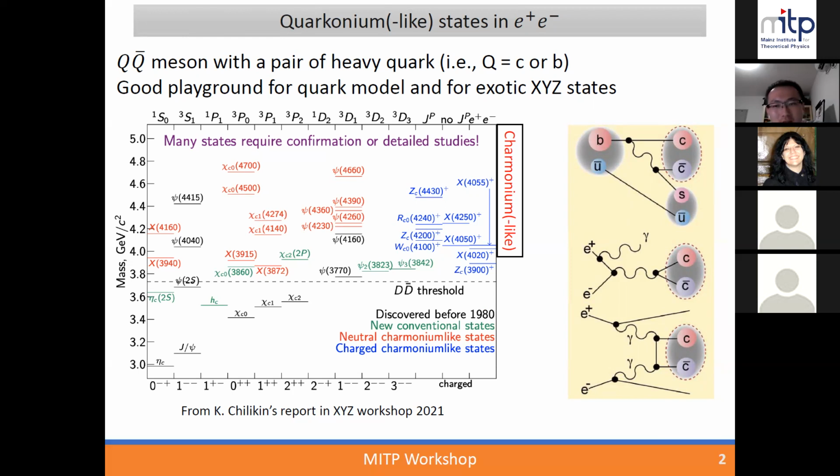And in the B factory, the charmonium and charmonium-like states can be produced via three main sources. First is from the direct B decays. The second is from the ISR process. The third is from the double charmonium annihilation.